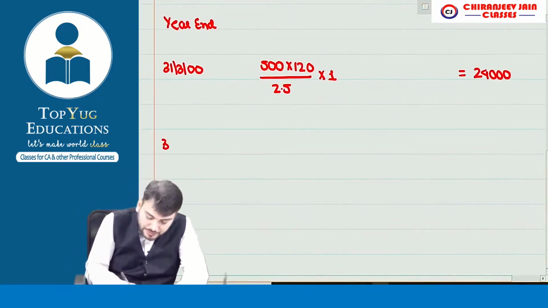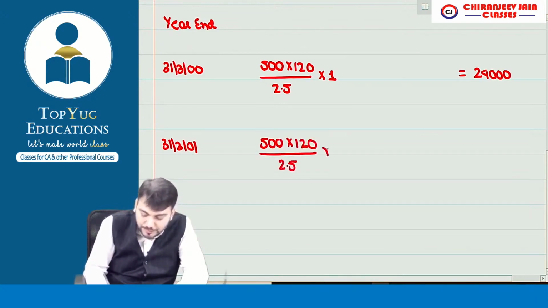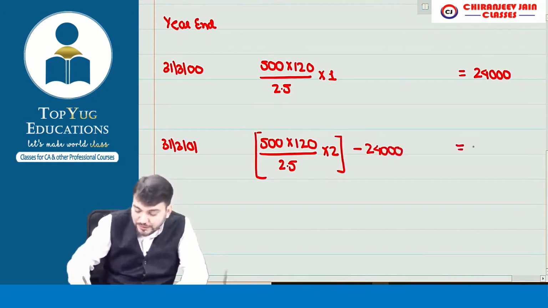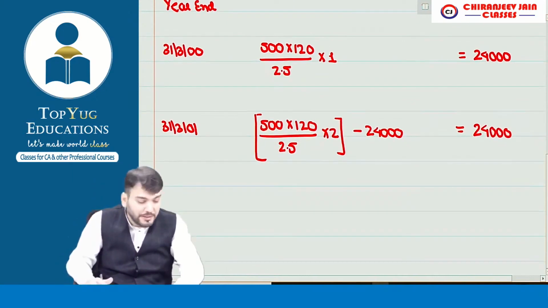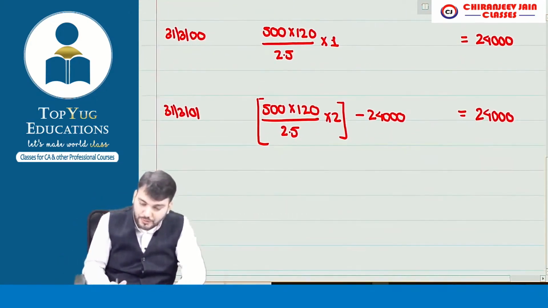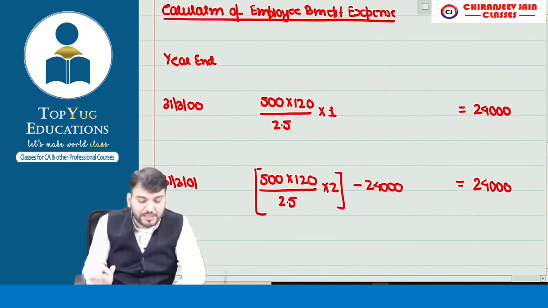Correct? Then 31st March 2001. Once again, no cancellation. So we'll take 500 into 120 divided by 2.5 into 2, and from this we'll minus what? 24,000, which is already recognized as an expense. So it will also be what? 24,000. Correct? Any doubt? No doubt. Everyone listening now? Because till now no one has responded.